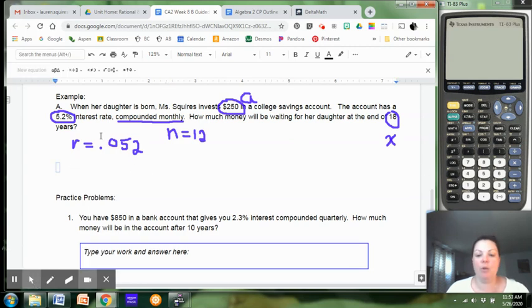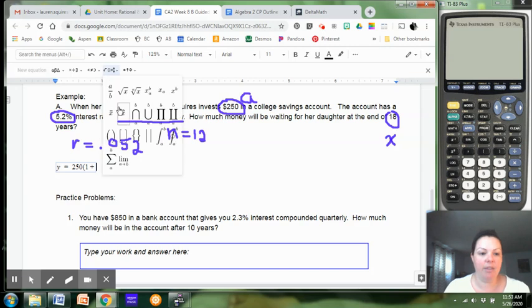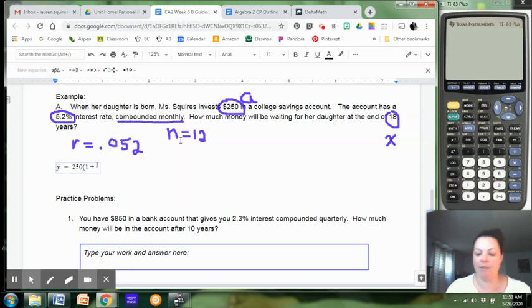So I'm going to insert a new equation. I'm going to say Y will be equal to, I'm starting with $250. We're going to add to that the rate of 0.052, and it will be divided up 12 times because we're compounding monthly. And we're going to raise this to an exponent that would be 12 times your 18. So that's the overall setup. That's what I want to see from each one of you, is how that formula is set up and where all those numbers are plugged in.